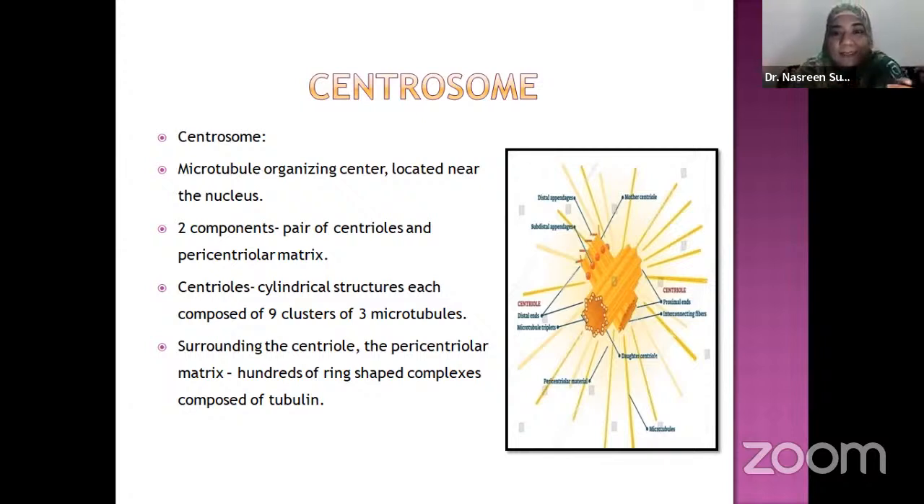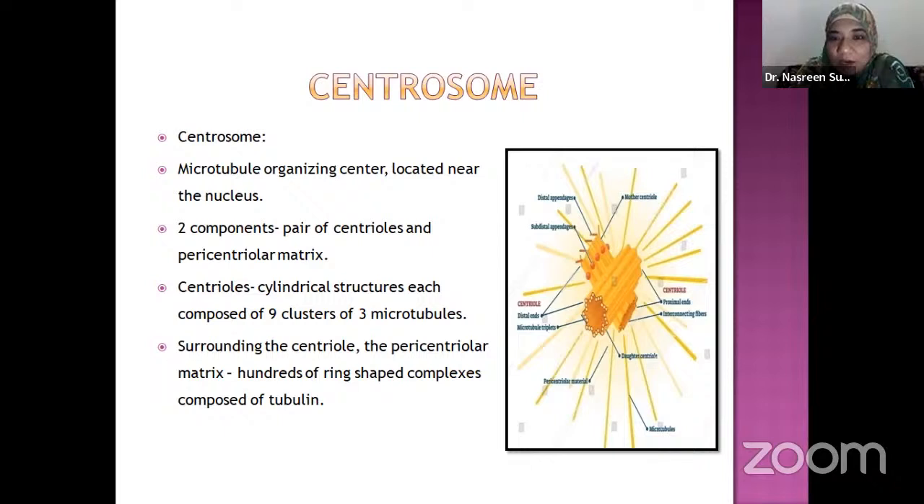So how will you see it? There will be cylindrical structures, each composed of 9 clusters of 3 microtubules. In the middle, there will be a centriole. Centrioles are cylindrical structures, each composed of 9 clusters of 3 microtubules. Cluster of 3 microtubules means one cluster is made up of 3 microtubules. Like that, 9 clusters will be present.